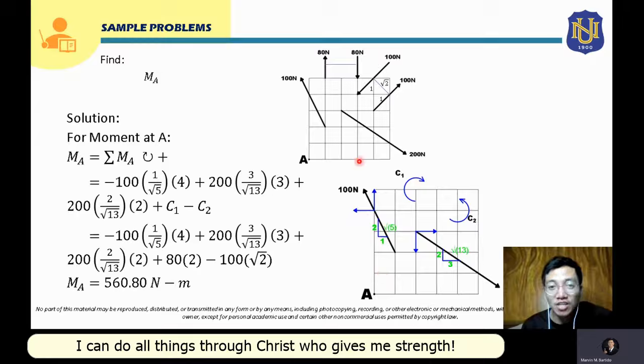As you can see here, the concept of couple will be useful here, since we don't need to solve for the moment of these forces individually, right? Because we know that they are a couple. So we just directly include them in our summation for moment since a couple is a moment. So this will be the answer for this problem.